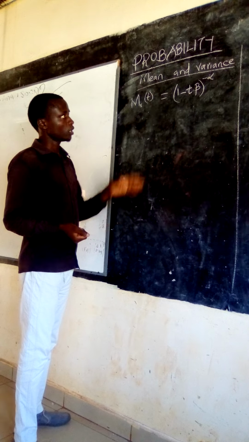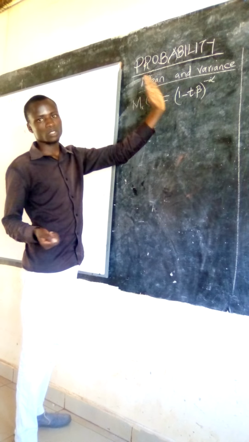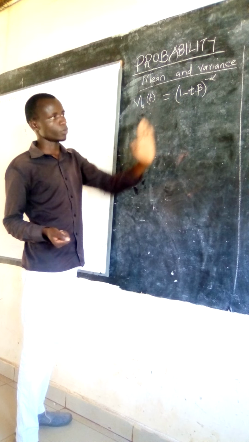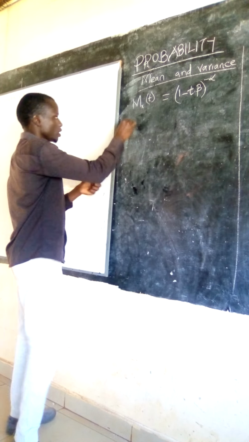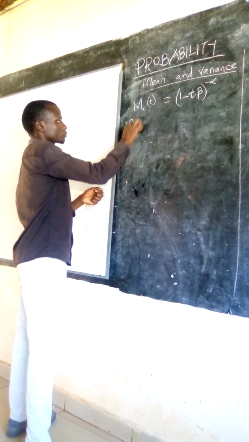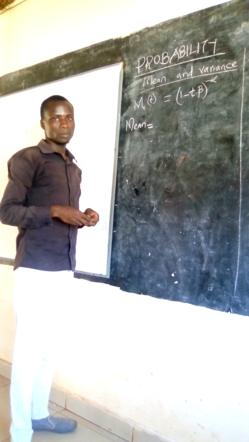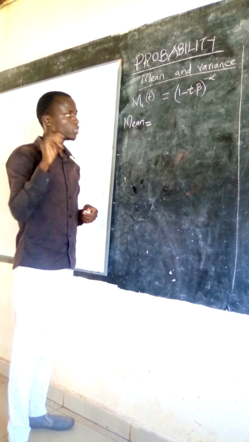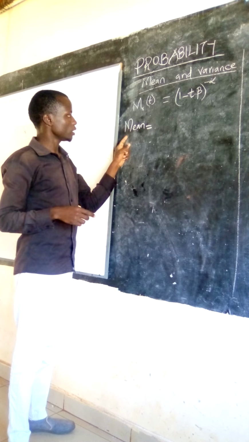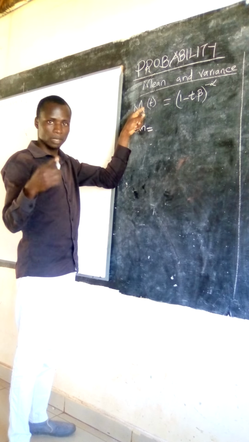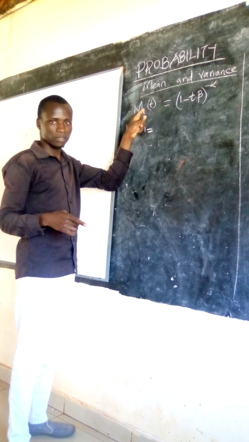First of all, remember, before I get variance, I need to get mean. So let us see how we can get mean first, then I get variance. So we shall start with the mean. To begin with the mean, you need to recall that mean is gotten by the first derivative of the MGF. Very, very important.